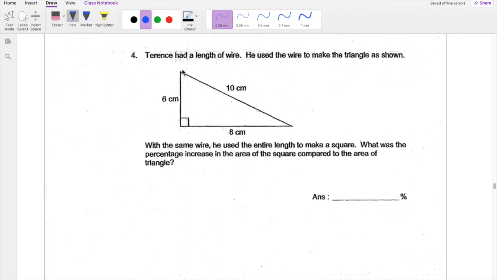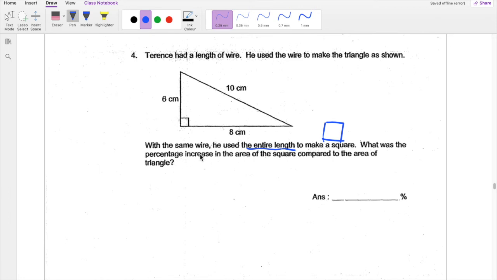Question 4. A terrace has a length of y. He used the y to make a triangle as below. So this is a right angle triangle. We have three sides: 6, 8, and 10. With the same y, he used the entire length to make a square. What was the percentage increase in area?